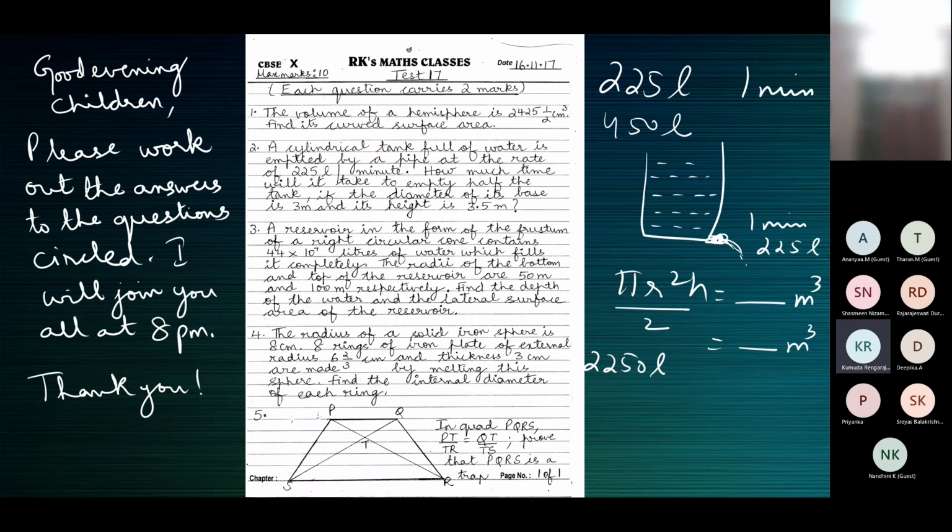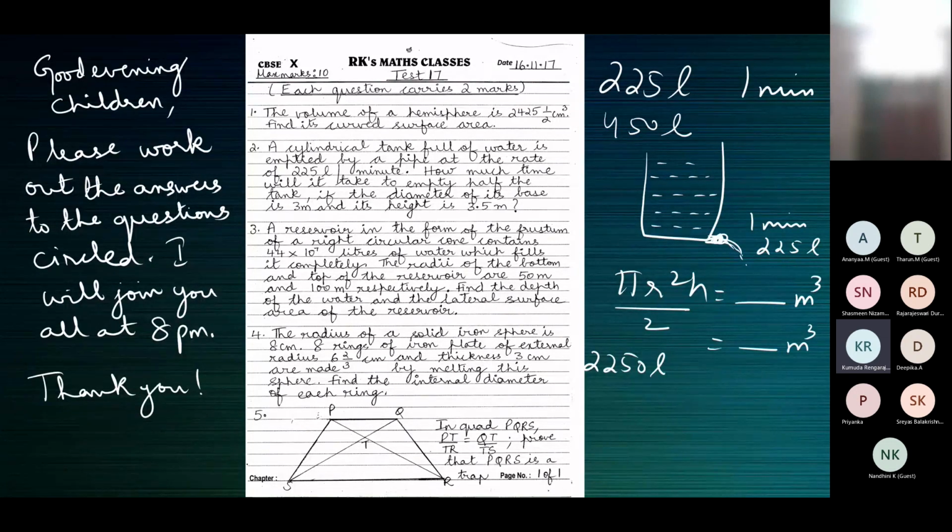Now you need to understand what kind of solid the rings are. 8 rings. As you read ahead, from the values given, you should be able to get the correct idea about the nature of the rings, what kind of solid they are. 8 rings of iron plate. Iron is just the material, it can be wood also. Leave that. 8 rings of plate, iron plate, of external radius.